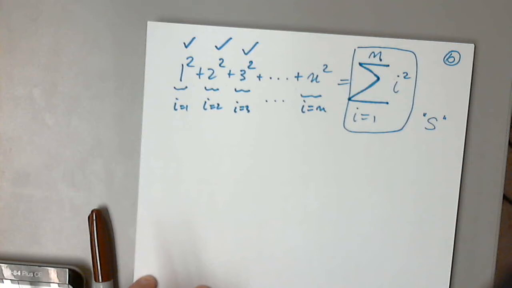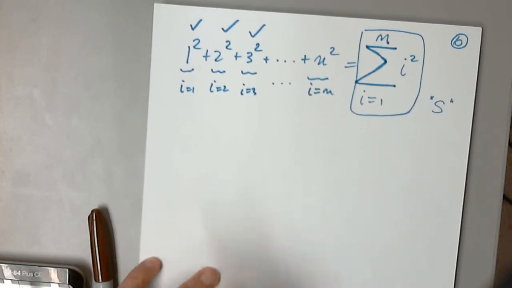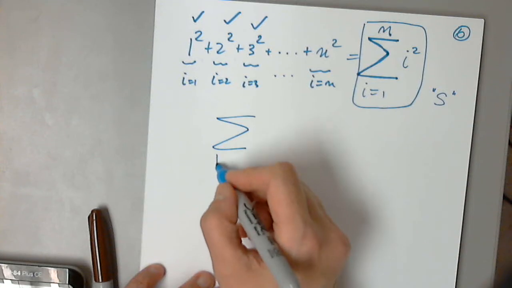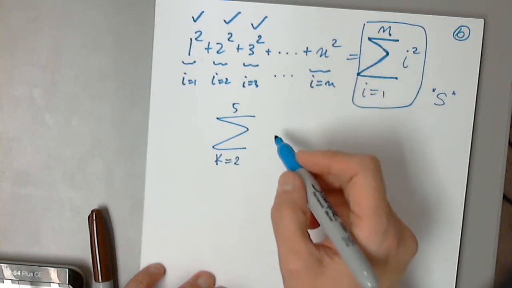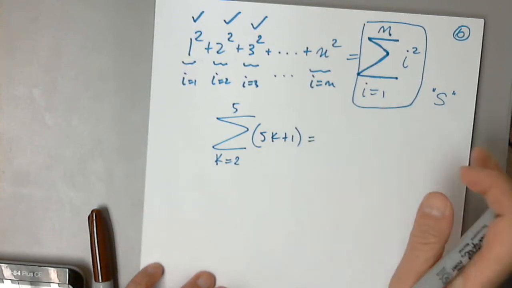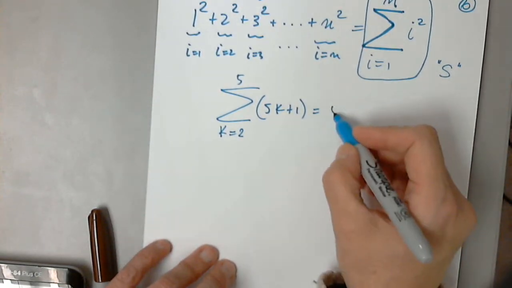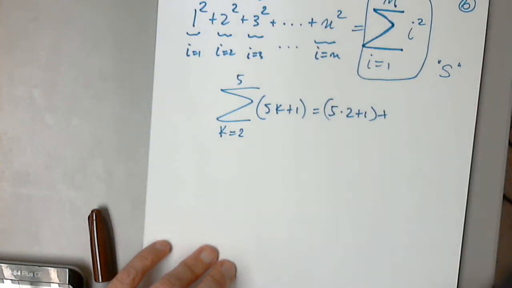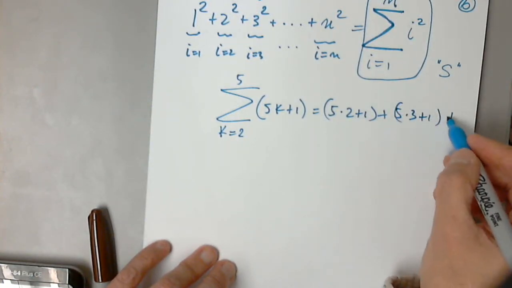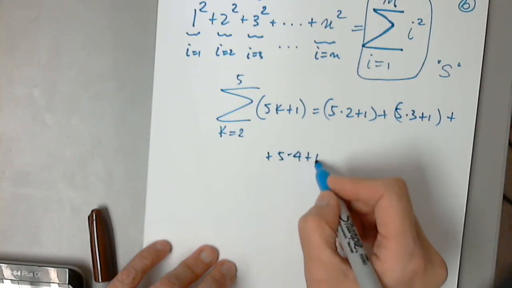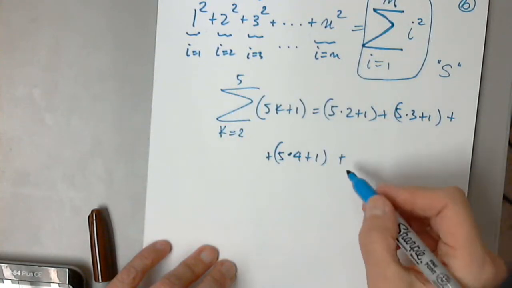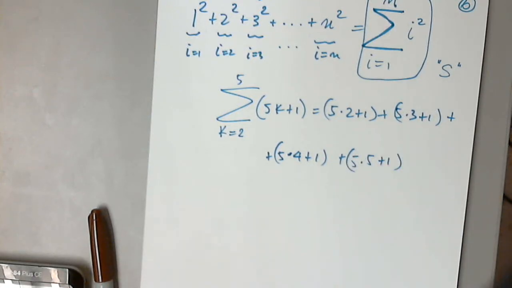Would it matter if you change the i or the index? Yes, sure. So I can have, for example, from k equals 2 to 5, from 5k plus 1. What does this mean? When k is 2, 5 times 2 plus 1, plus when k is 3, 5 times 3 plus 1, plus when k is 4, 5 times 4 plus 1, plus the last one, 5 times 5 plus 1. That's all it means. But instead of listing all those 4 terms, I'm saying from k equals 2 to 5, from 5k plus 1. I got it. It's a condensed way of writing.